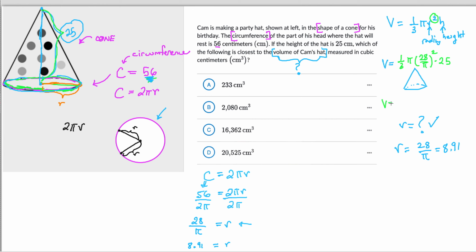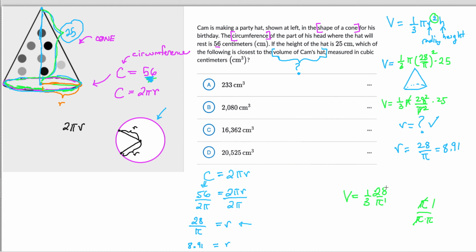Now V is equal to, and I just do the arithmetic first, pi times 28 squared over pi squared times 25. I make this as easy as I can for myself. This is going to be V is equal to 1/3 pi over pi squared, which is just a pi left on the bottom, right? Because one of the pi's cancels out. Pi over pi times pi, which is pi squared. Pi divided by pi is 1. So this pi on the top cancels out, and then the pi squared just becomes a pi to the first.